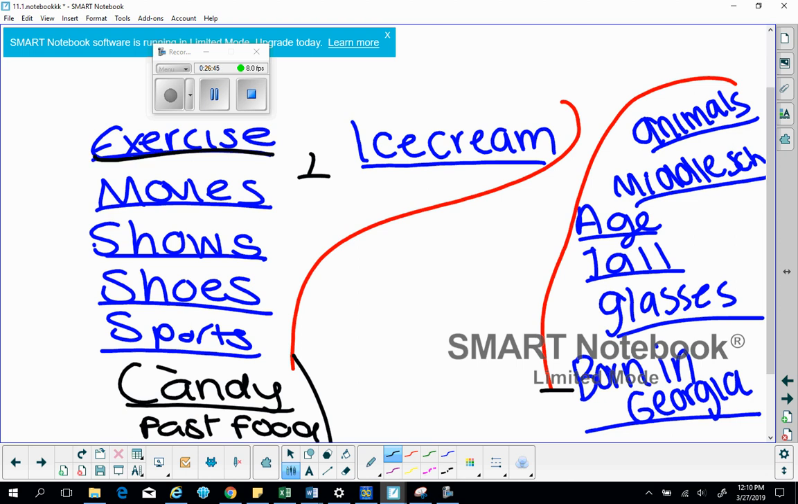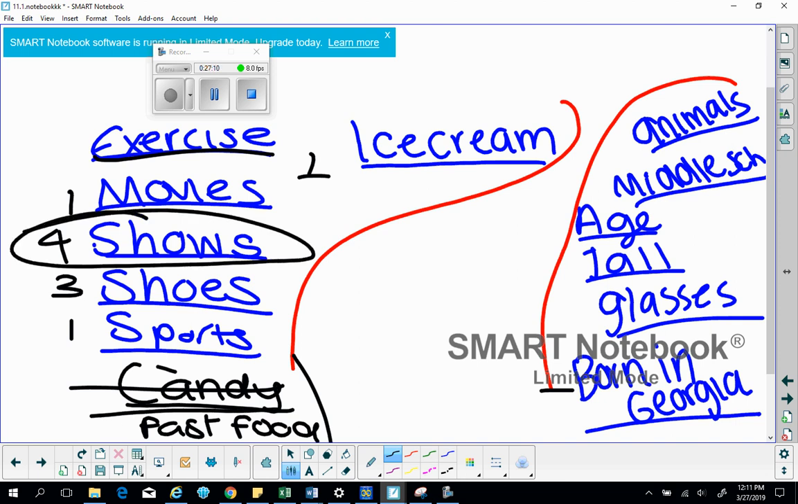Movies. Shows. Just say real quick, shoes. Shoes. Sports. Favorite sport. Candy. Fast food, please. Alright, shows are the winner. You didn't say ice cream. You put your hand up. You didn't say ice cream, and we still ended up voting.